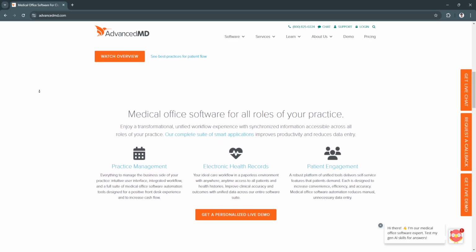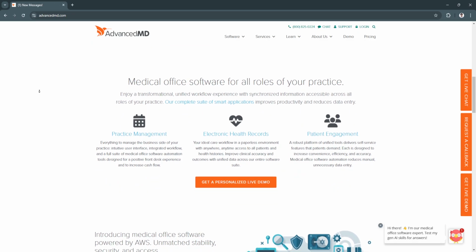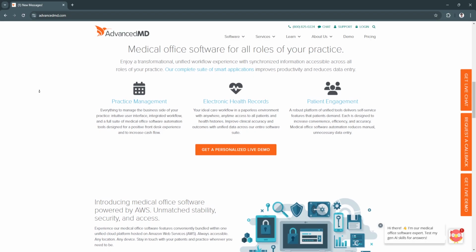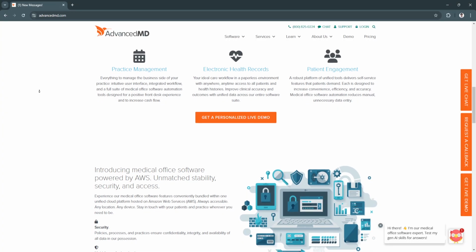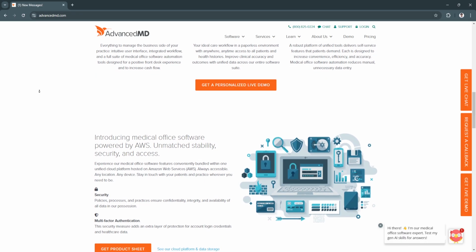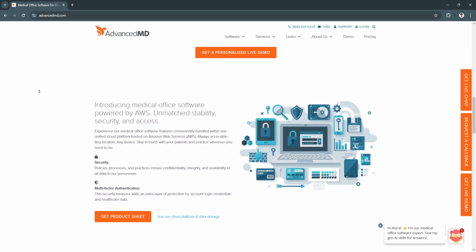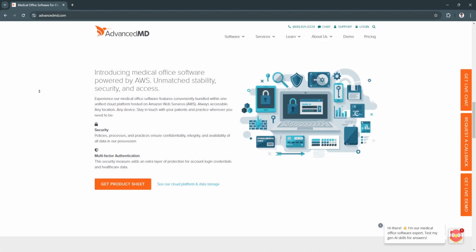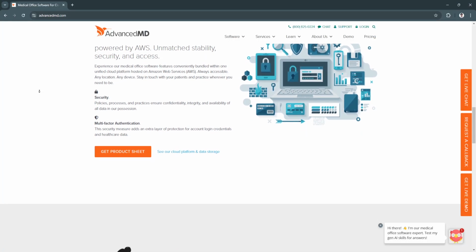So, for the key features of AdvancedMD, first is scheduling and appointment management. AdvancedMD offers a highly customizable appointment scheduling tool that allows practices to manage patient visits efficiently. The scheduler integrates with patient records, enabling quick access to essential information during scheduling. This feature streamlines the scheduling process, reduces no-shows by sending automated reminders, and optimizes the workflow by enabling easy rescheduling and appointment blocking for urgent cases.